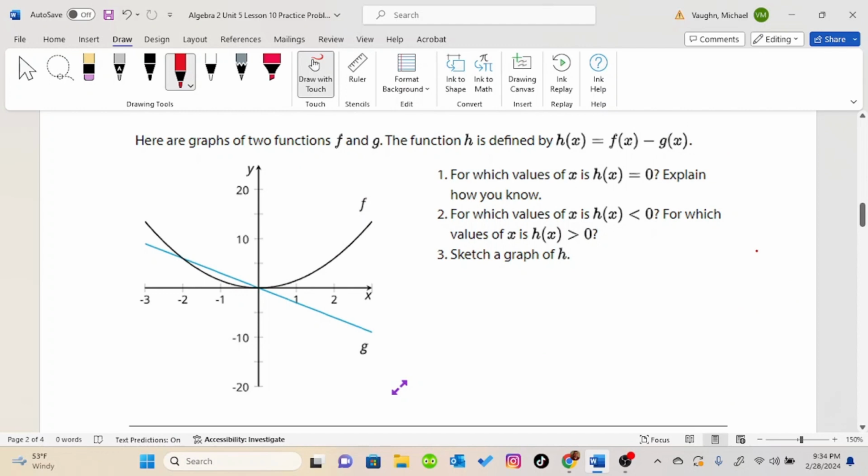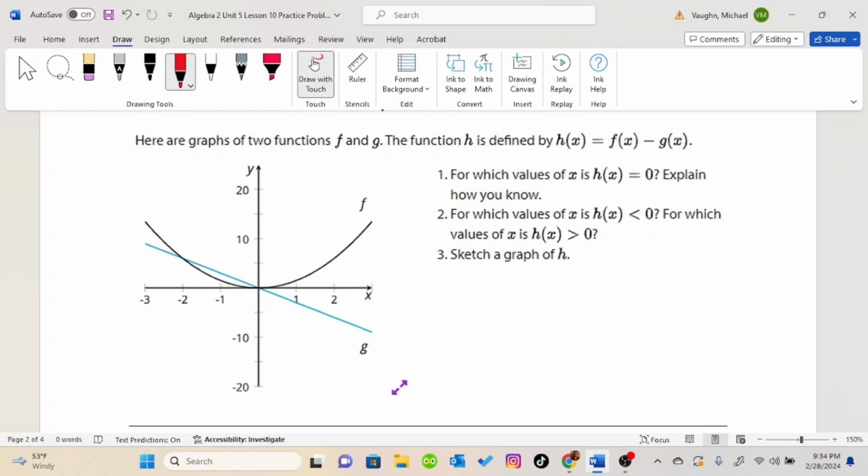Here are graphs of two functions, f and g. The function h is defined by h of x equals f of x minus g of x. For which values of x is h of x equal to 0? Explain how you know.